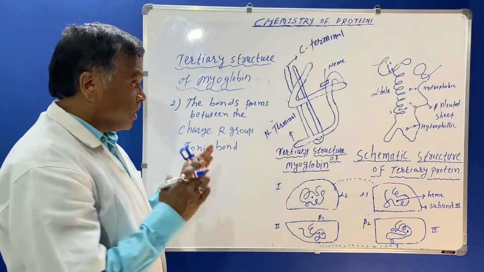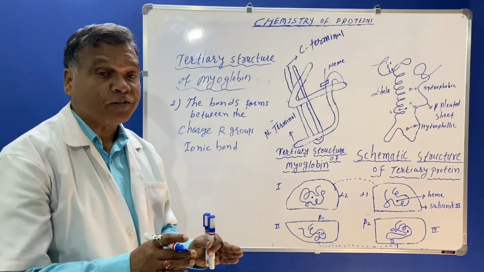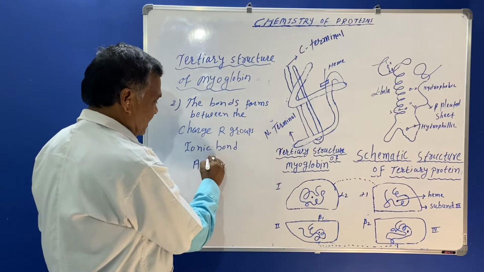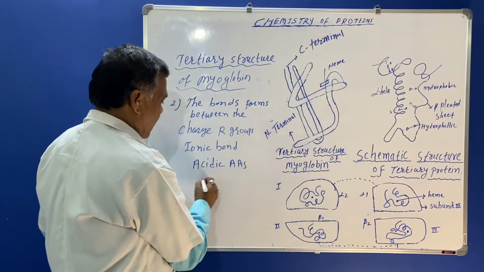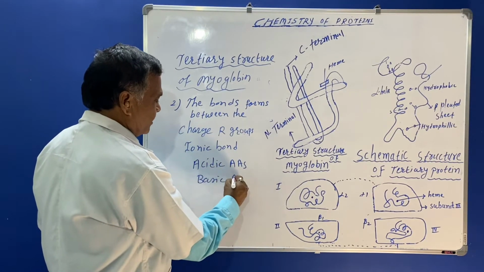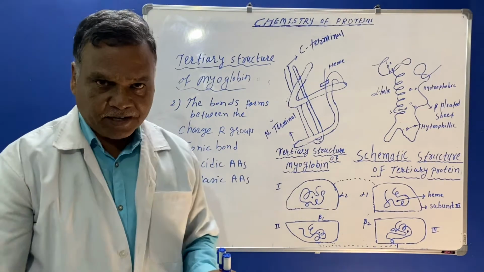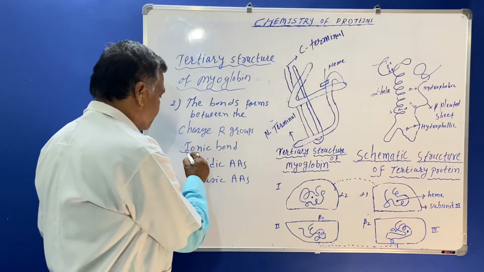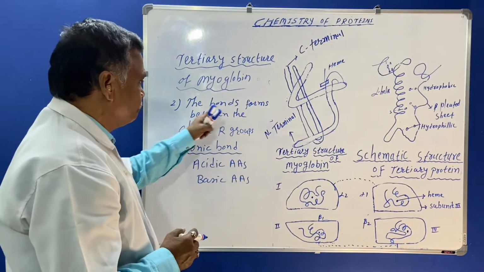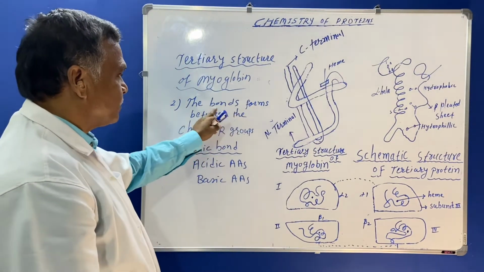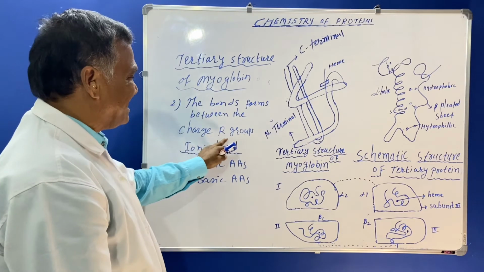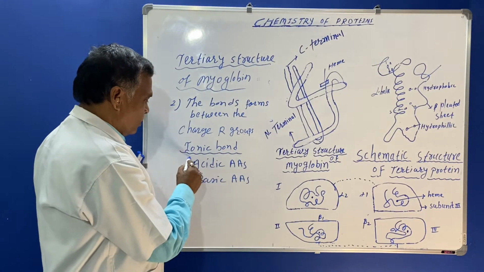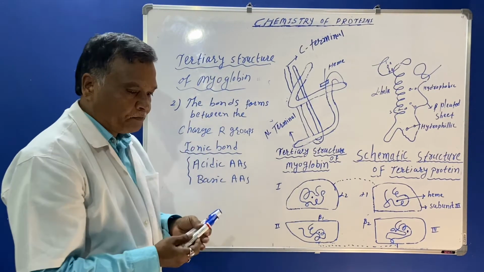This means that the bond will form between the negatively charged amino acid and the positively charged amino acid, that is, between the acidic amino acids and basic amino acids. The bond formed between acidic amino acid and basic amino acid is known as ionic bond. It is called an ionic bond, right? So the interaction, or the bonds formed between the charged R groups, is known as ionic bond. This bond will take place between the acidic amino acids and basic amino acids.